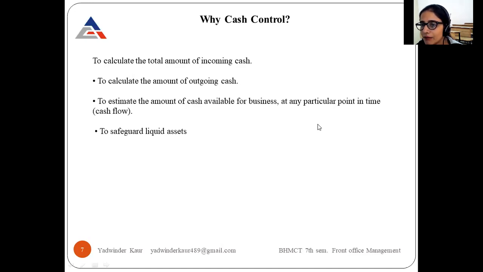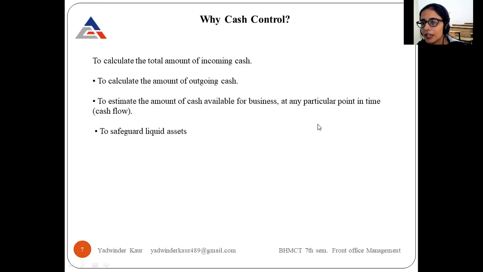So to estimate the amount of cash available for the business at a particular point in the cash flow, we have to take the cash from the guest at the time of checkout, at the time of check-in, we have to pay out something, we have to give an allowance for something. So at the end, we have to calculate the total amount of incoming and the amount of outgoing cash. Then we can control the cash.